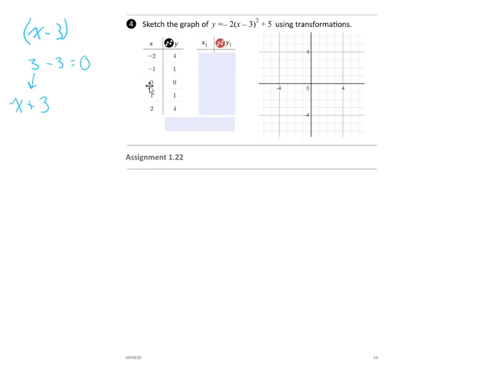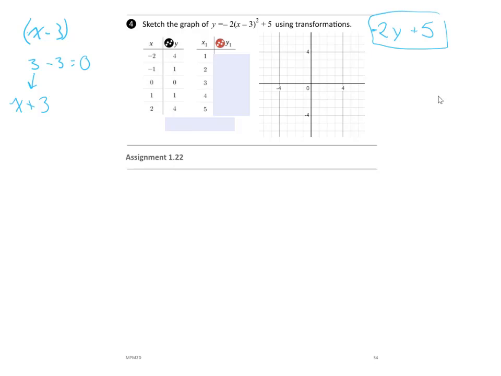So to reveal my x values now, bam. Negative 2 plus 3 gives me 1. Negative 1 plus 3 gives me 2. 0 plus 3 gives me 3, so on and so forth. And that's pretty straightforward. Now let's work on the y values. I need to multiply everything by negative 2 and then add 5. So y values are negative 2 times y plus 5. Make sure that negative is clear.